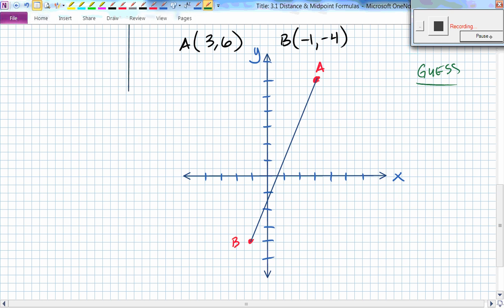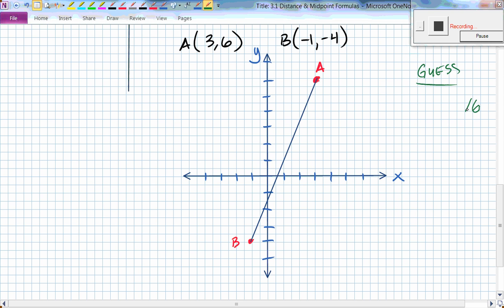All right, let's take some guesses. Give me a guess. Someone shout it out. Yeah, 10. Let me go higher than 10. 12. Anybody go higher than 12? Yeah. 16. Anybody go higher than 16? Okay, so 16 is the highest.